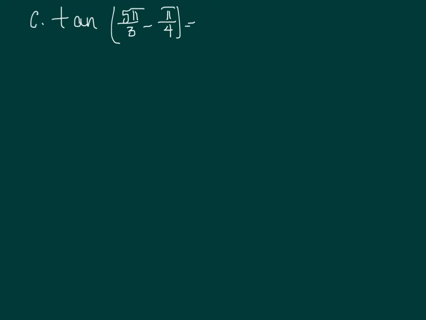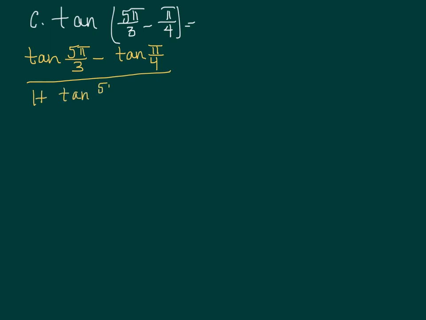Okay, for this last example, we're going to do tangent, and we're doing it in radians. So according to the tangent difference formula, you do tangent of the first angle minus tangent of the second angle, divided by 1 plus tangent of the first angle times tangent of your second angle.